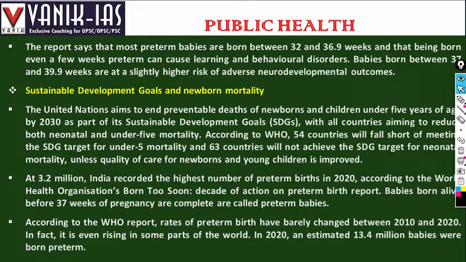At 3.2 million, India recorded the highest number of premature preterm births in 2020. According to the World Health Organization's Born Too Soon, Decade of Action on Preterm Birth report, babies born alive before 37 weeks of pregnancy are complete are called preterm babies. According to the WHO report, rates of preterm birth have barely changed between 2010 to 2020. In fact, it is even rising in some parts of Asia. In 2020, an estimated 13.4 million babies were born preterm. And the situation has not improved with efforts by the governments of different countries.